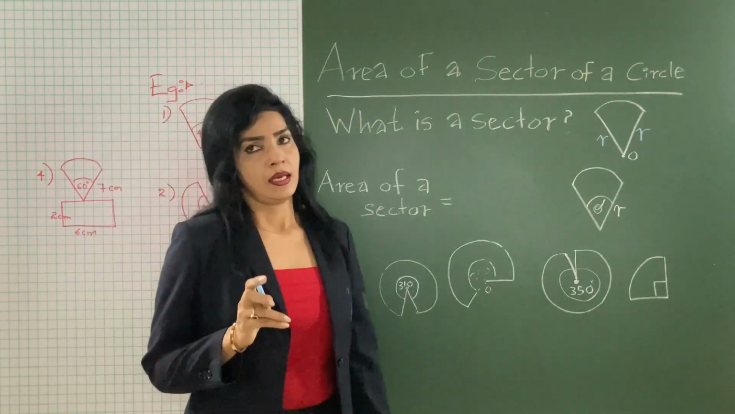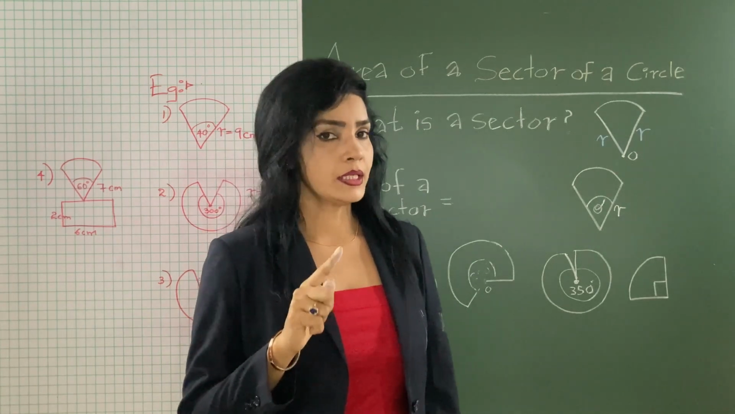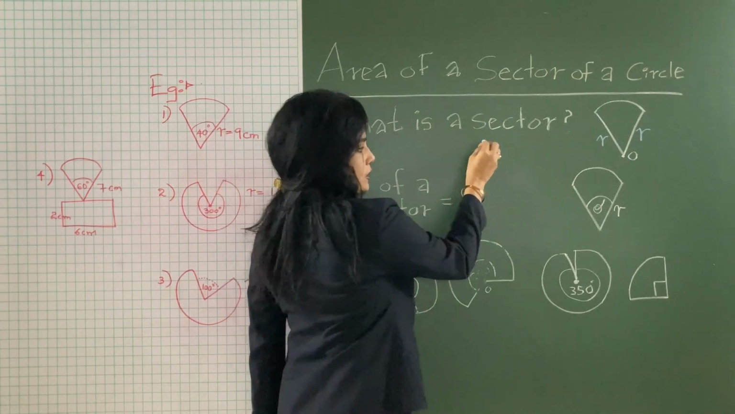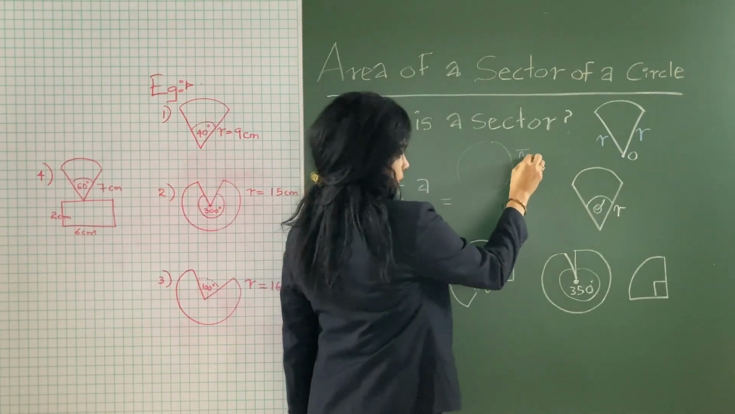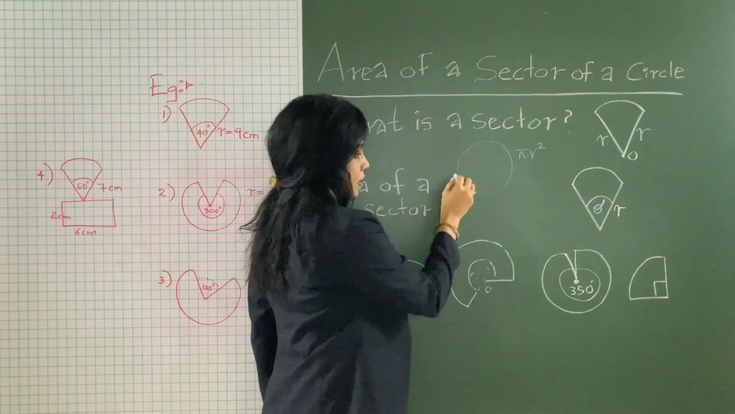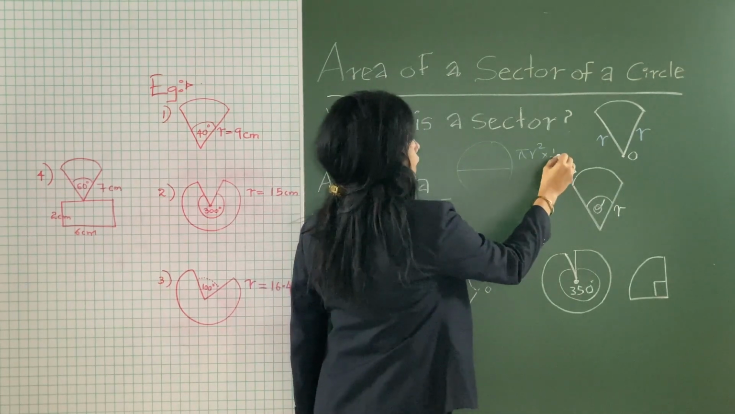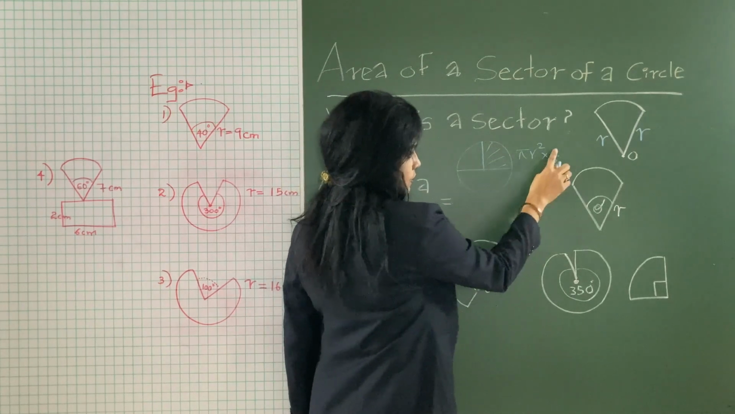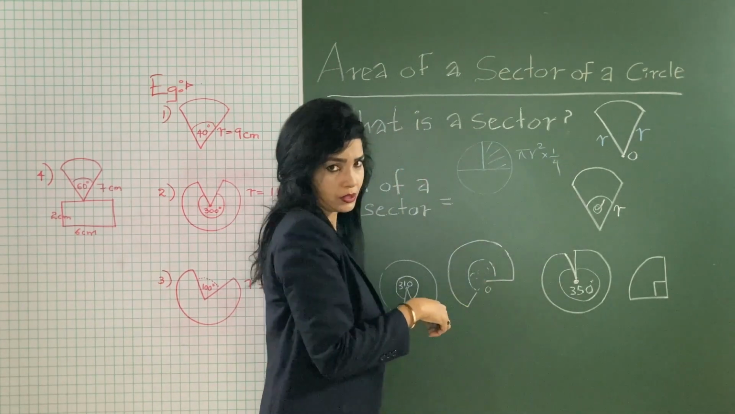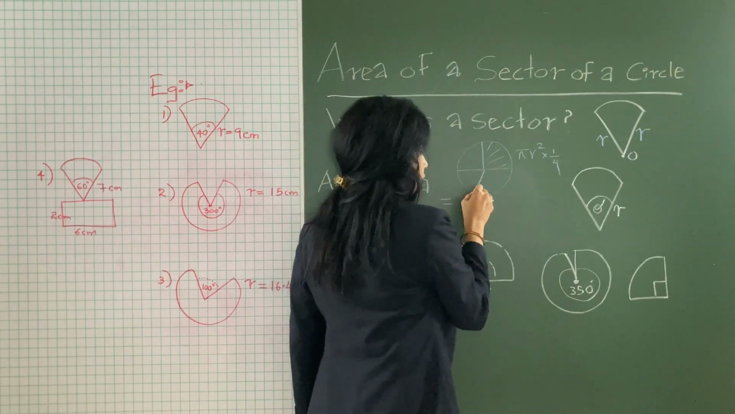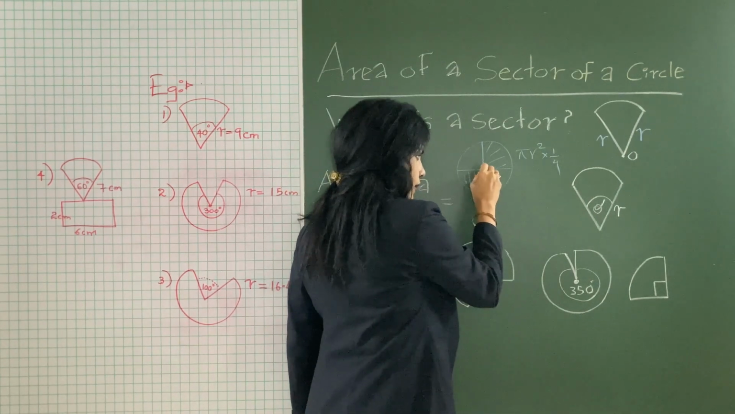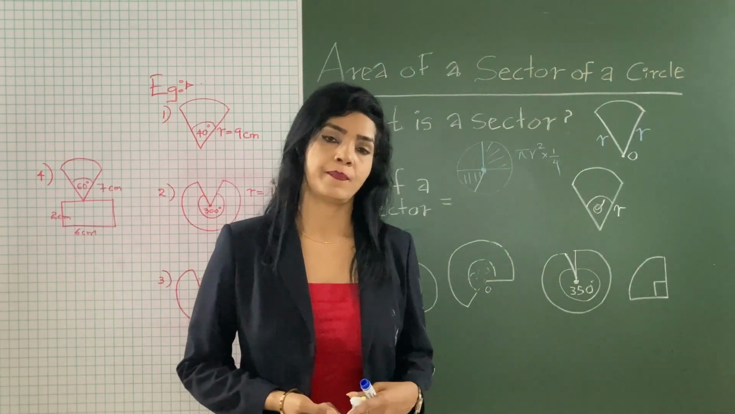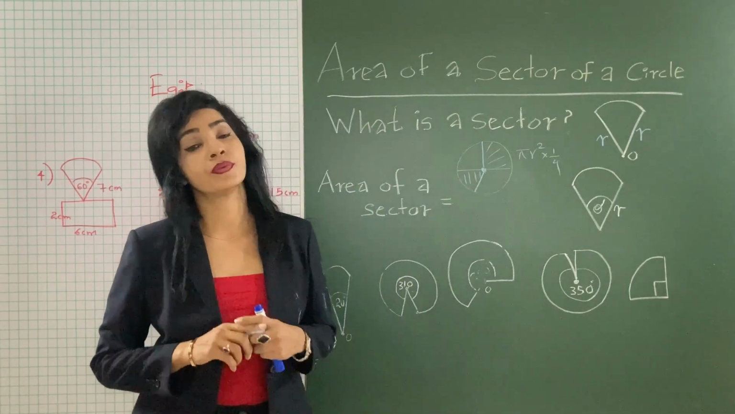You know that the area of a circle is pi r square, a full circle. A full circle area is pi r square. And half of it is equal to half into pi r square. Quarter of it is equal to quarter into pi r square. So I have a sector now. This sector, as you feel or as you understand, how can we write the area of a sector?